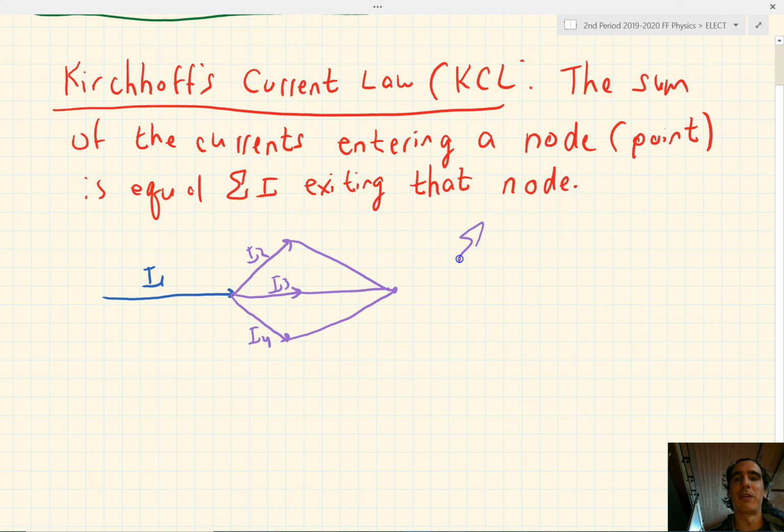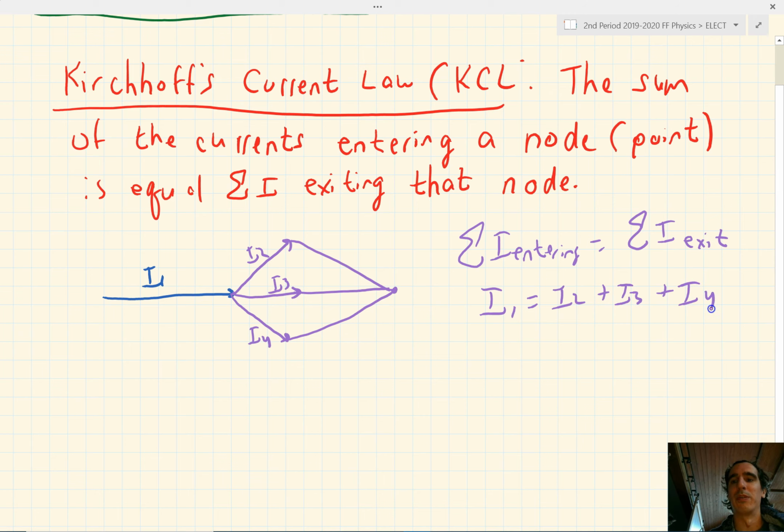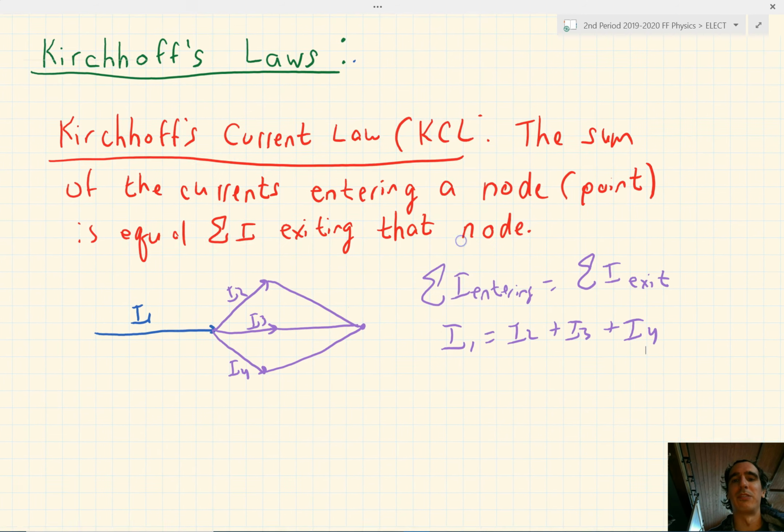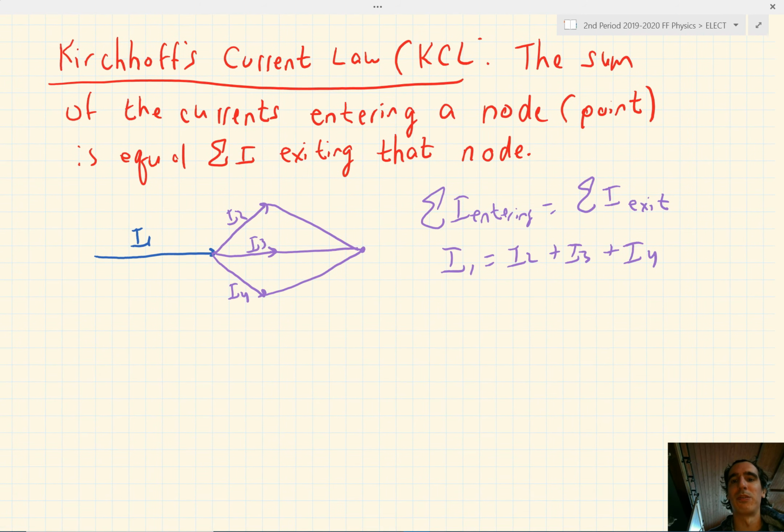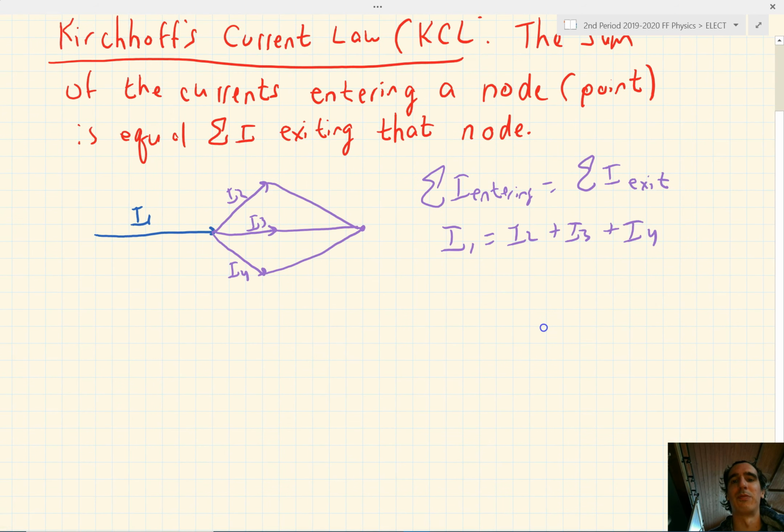So we can say the sum of the currents entering is equal to the sum of the currents that exit. So in this case, I1 is equal to I2 plus I3 plus I4. And we can use this to either solve for one of the missing currents or apply Ohm's law to help us solve for anything else.